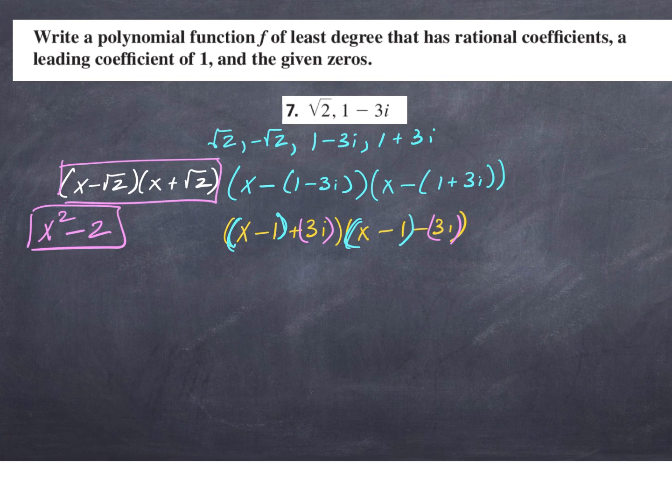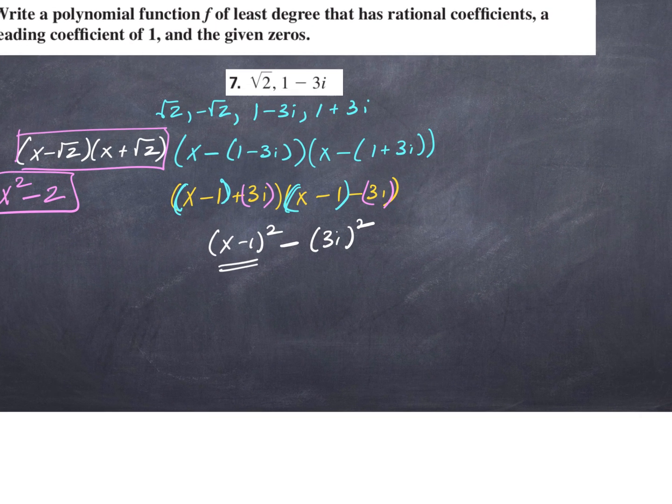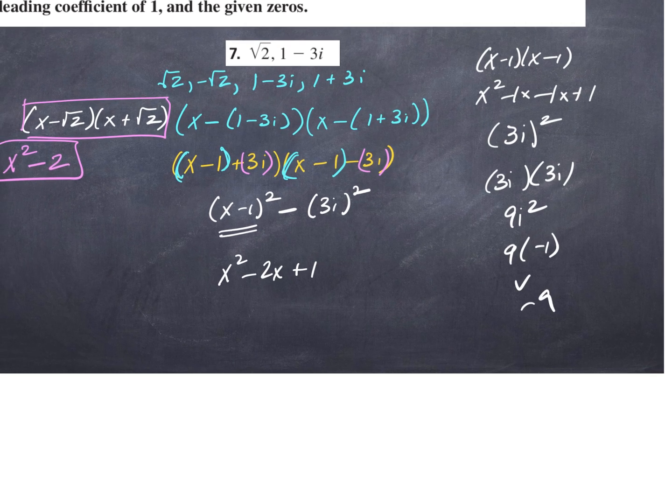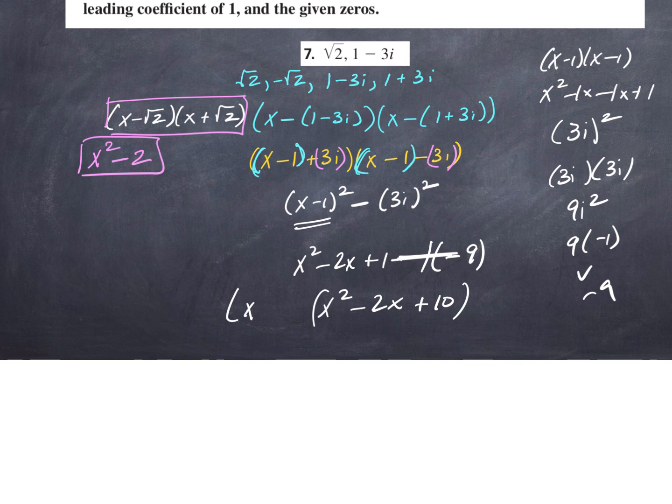Okay, so it's going to be x minus 1 squared minus 3i squared. Again, FOIL this off to the side if you need to. x minus 1, x minus 1. You get x squared minus 1x plus 1. So we get x squared minus 2x plus 1, and then 3i squared is 3i times 3i, which is 9i squared. i squared is negative 1, so you get negative 9. So minus a negative 9. So you get x squared minus 2x. This is plus. So plus 10, and then we're going to multiply it by x squared minus 2.